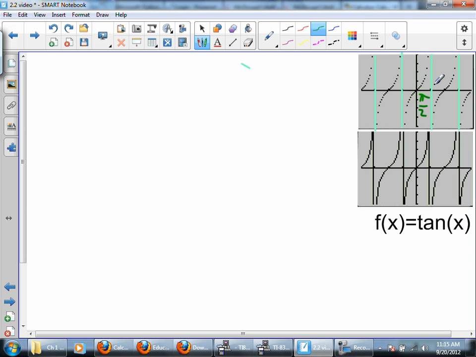So, that's the formal definition. As you approach some real number, the function goes to infinity or negative infinity, and we get that vertical asymptote. We just did example 5, actually looking at the tangent function.